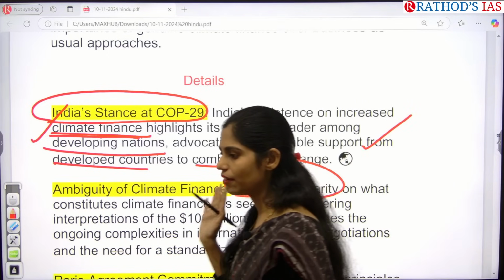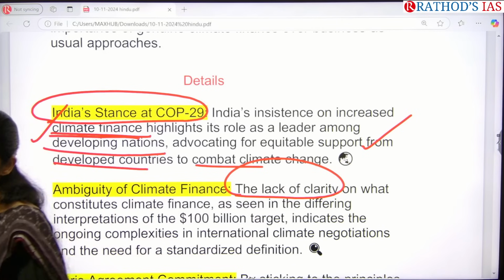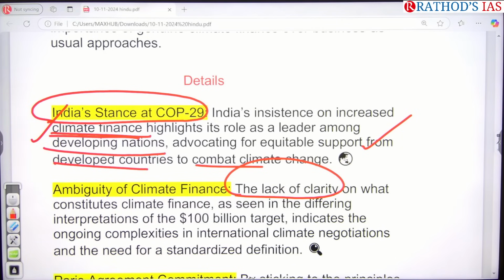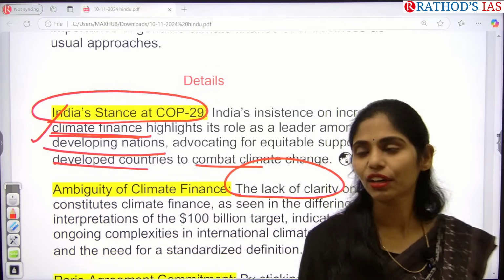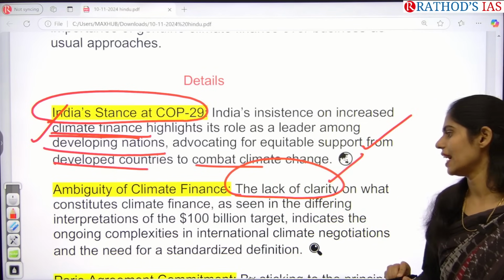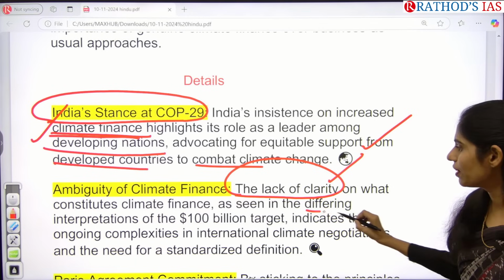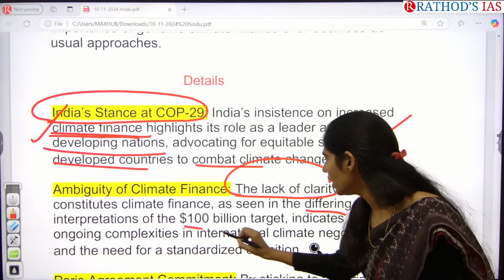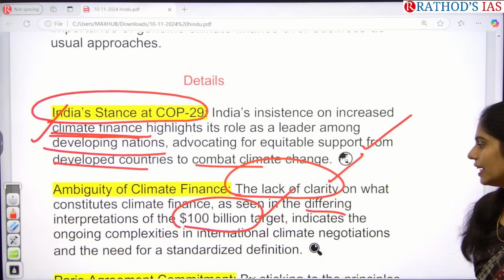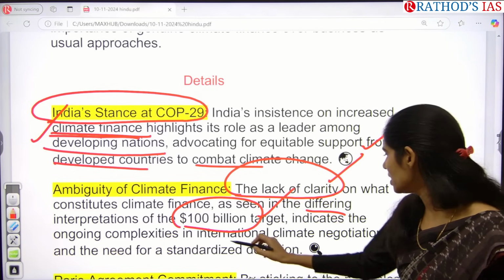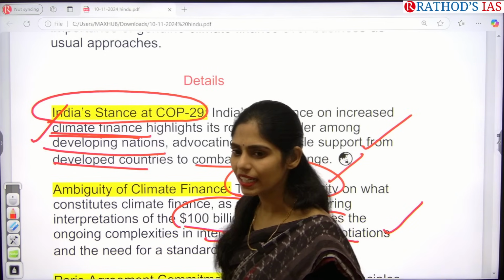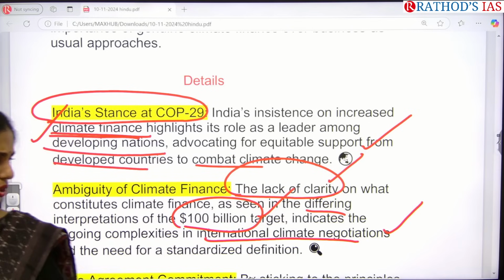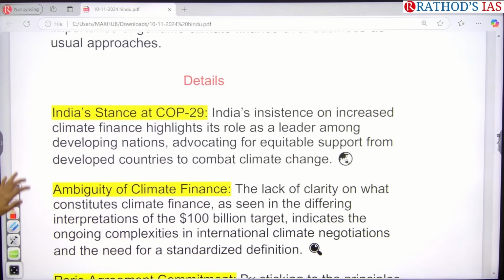For example, we have different developed countries entirely. These Western countries are called developed countries. So which country will be giving how much finance? There is a lack of clarity regarding this. And there are even differing interpretations of the $100 billion target. It indicates that in international climate negotiations itself, there is no standardized definition of climate finance. So this is one important problem regarding climate finance.